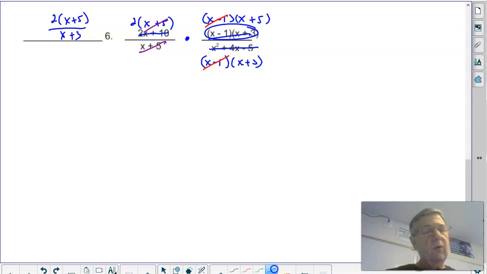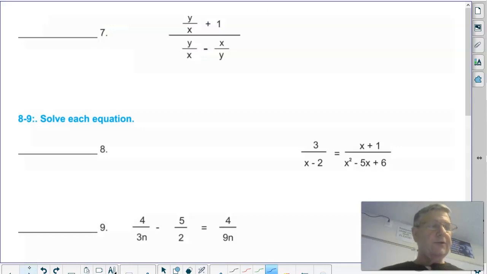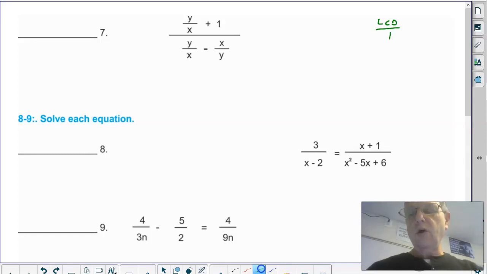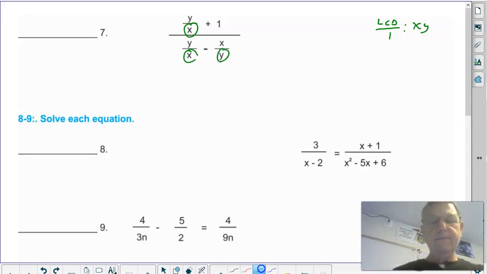All right, so far we've reduced fractions and we've multiplied and divided fractions. All right, here's a complex fraction. So remember, the key is multiplying top and bottom by the LCD over 1. So what is the LCD? You got to look at all the denominators. It's an x times y.